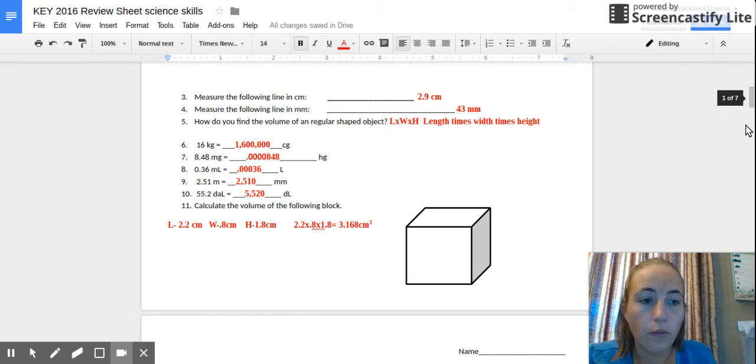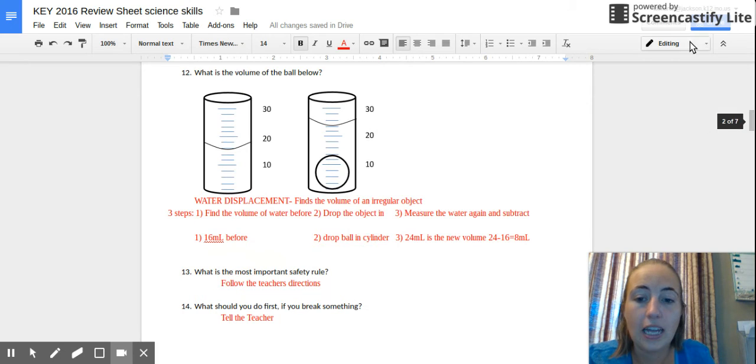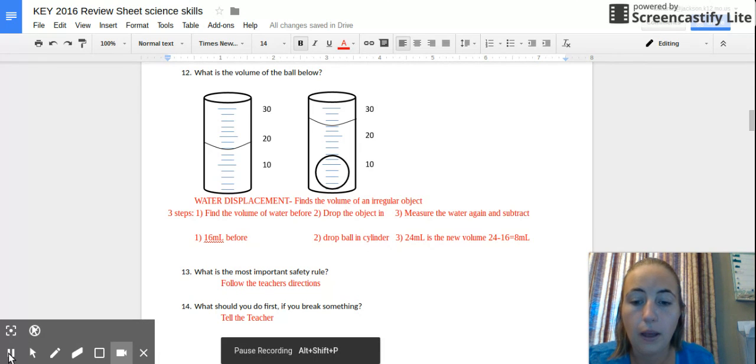We went over length times width times height again, and I cannot stress this right here, guys. Please, please, please, water displacement, irregular shaped object. Follow the teacher's directions. Tell the teacher if you break something. Be awesome.